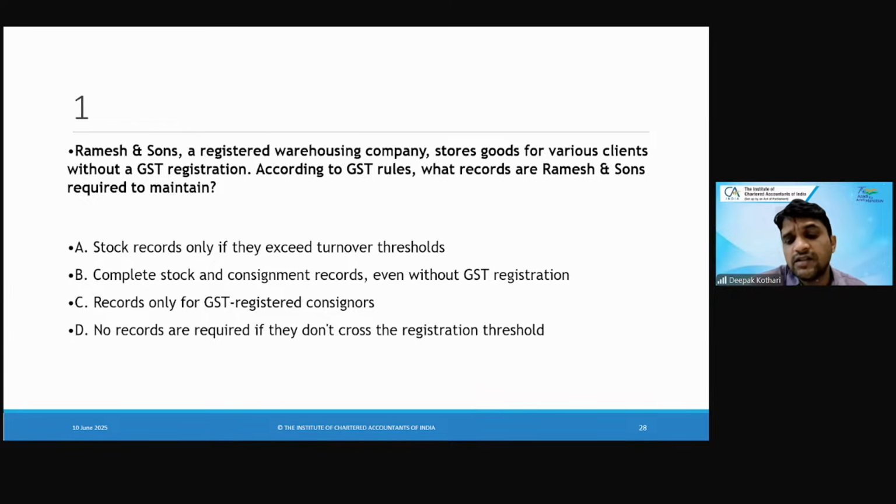Under section 35, subsection 6. Okay. 11.26 method.